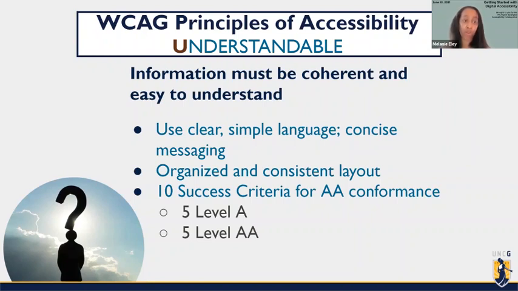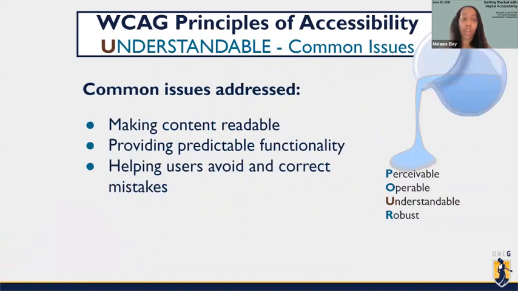So for AA conformance and for understandable, you have 10 success criteria. 5 are for single A, 5 for AA. And the issues that are typically addressed here, again, would be making content readable, providing predictable functionality, but also helping users avoid and correct mistakes is also one of the issues that the understandable principle addresses.